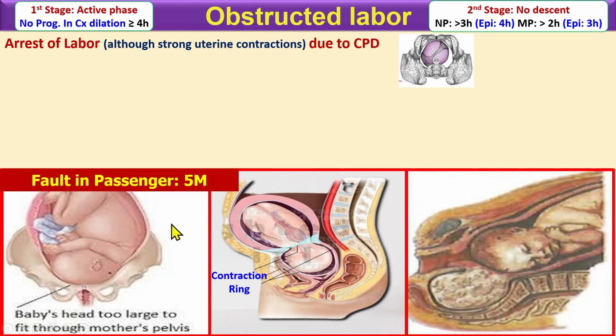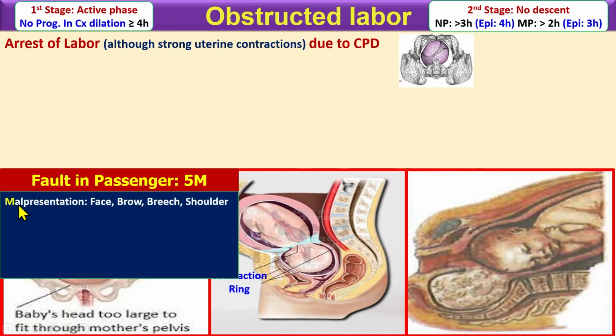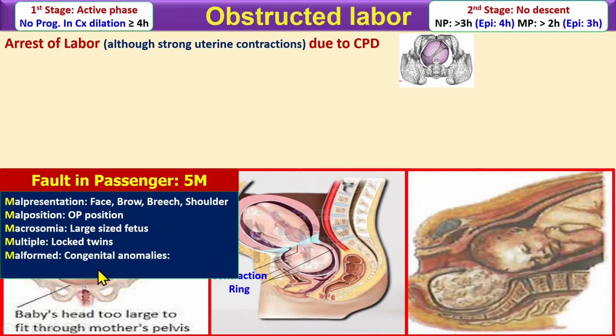If you look at the common faults in the passenger, just remember 5 Ms. Number 1, malpresentation, like face, brow, breech, or shoulder presentation. Malposition, like OP position, which is an abnormal position. Macrosomia means a large size fetus, and the other M represents multiple fetuses, especially locked twins. And malformed fetus with congenital anomalies like hydrocephalus or conjoined twins. So these are the faults in the passenger which obstruct the labor.